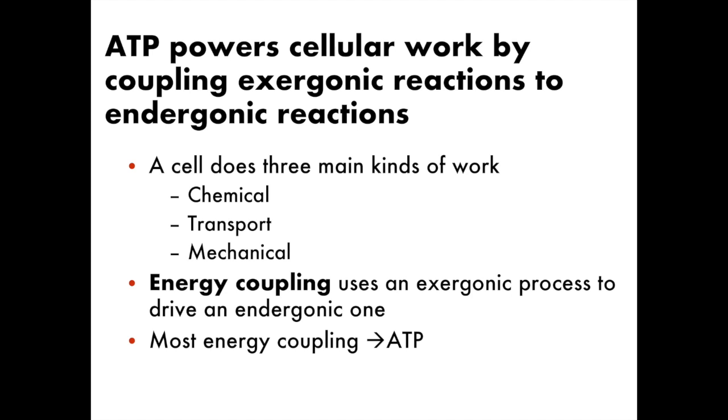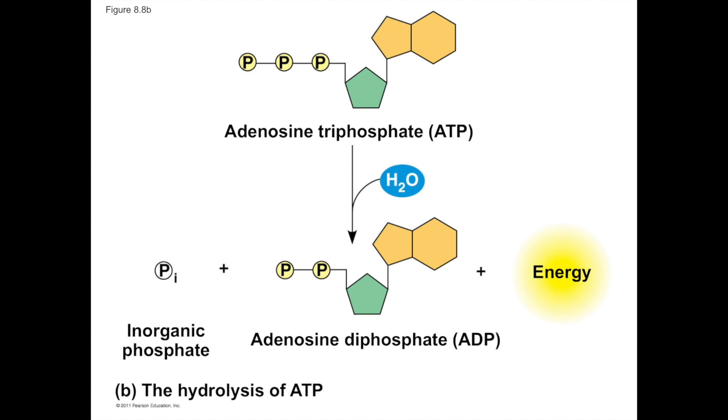So a cell is doing three main kinds of work. Chemical work, making new molecules by making and breaking bonds, transport, moving things around, and mechanical work, like your eyeballs moving across the screen, your ears listening to things, your muscles moving. That's different types of work. So energy coupling means that we're using an exergonic process to drive an endergonic process. And ATP does that. So how does that work?